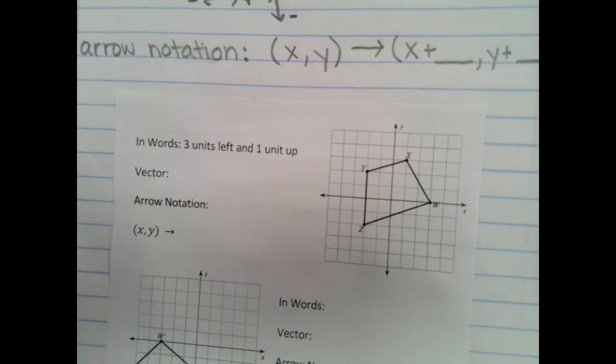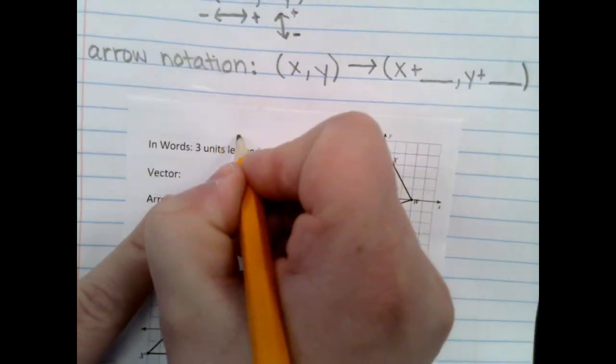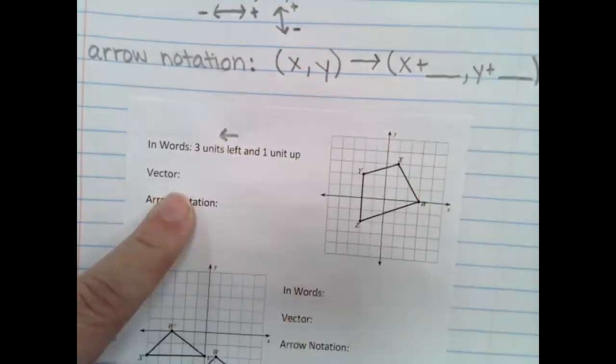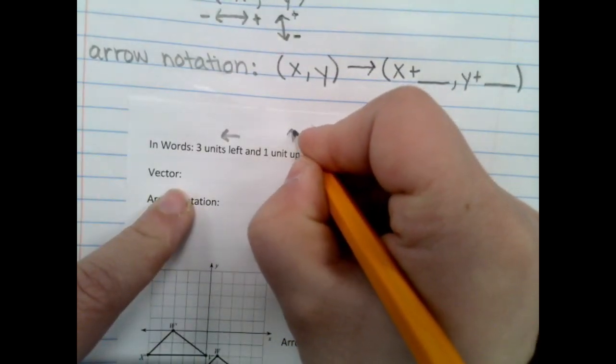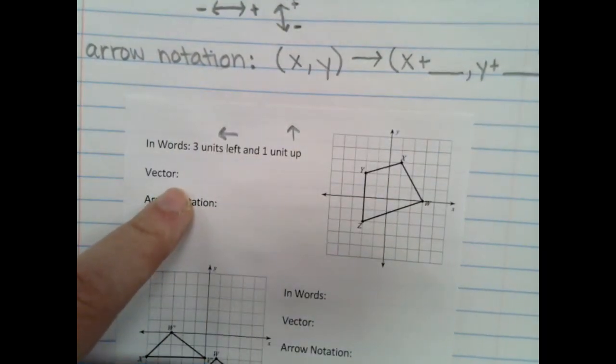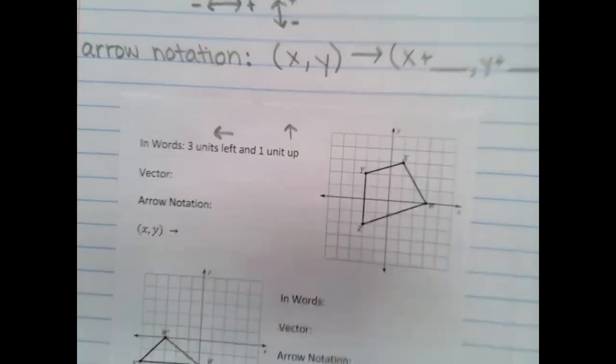All right, so it tells us in words what's happening. It tells us we're going to go 3 units left and 1 unit up. So again, I have a tough time with directions, so if you want to say left, put that arrow there, 3 to the left, and then 1 up. So let's express that in 2 other ways. We have a vector and we have arrow notation.